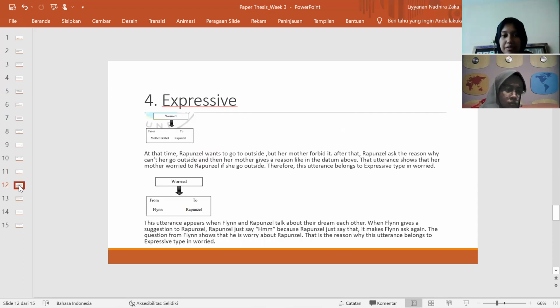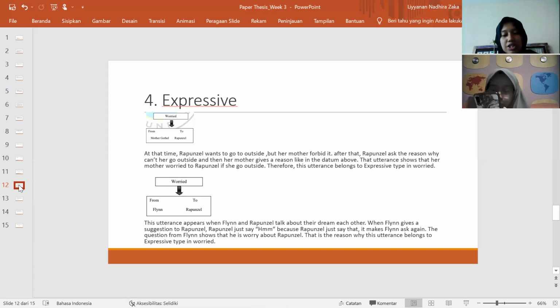Next, expressive. In the first picture, it shows that at the time, Rapunzel wants to go outside, but her mother forbids it. After that, Rapunzel asks the reason why she cannot go outside, and then her mother gave a reason like the datum above. That utterance shows that her mother is worried about Rapunzel if she goes outside. Therefore, this utterance belongs to the expressive type in words.